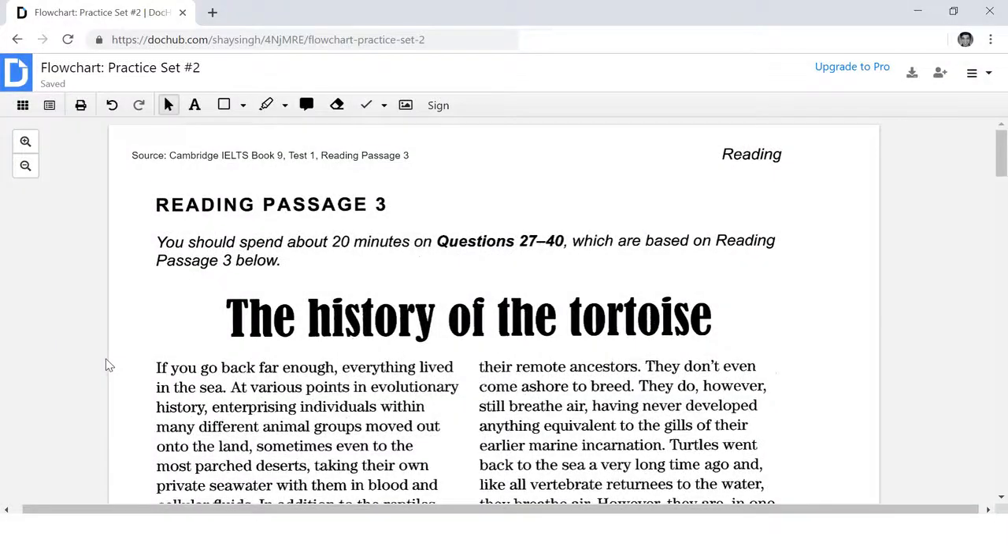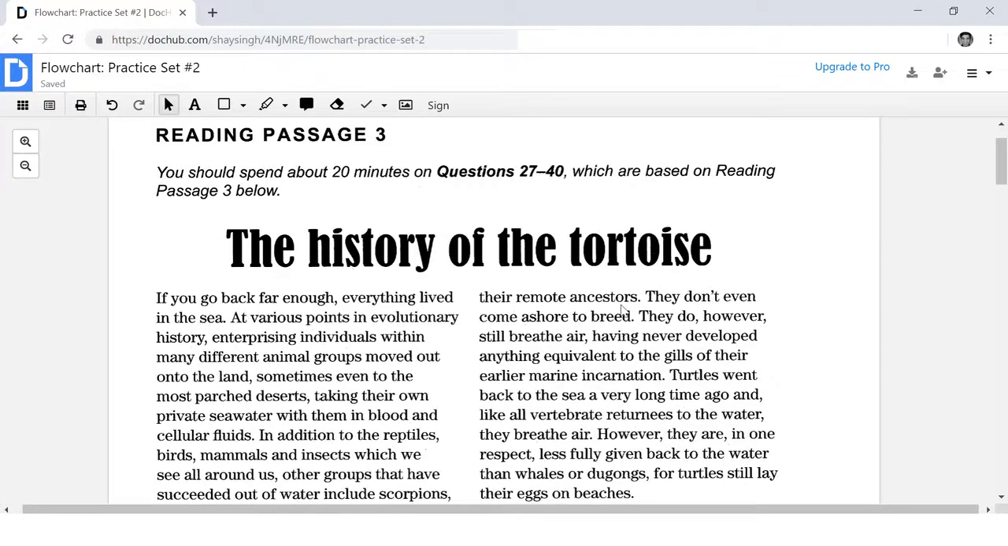Welcome back, folks. In this video, I'm going to show you how to answer another practice set for the same flowchart question type. This example comes from the Cambridge IELTS book number 9, test number 1, and here we have reading passage number 3. Now, you've seen this article before when we were answering one of our other question types. So this time, we're going to be answering the flowchart questions.